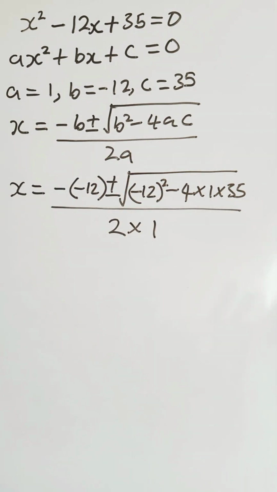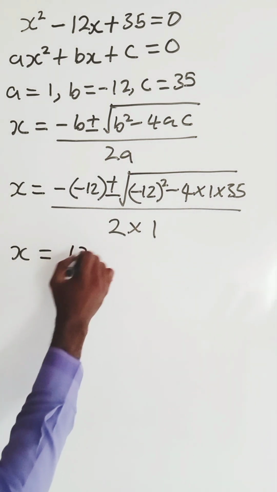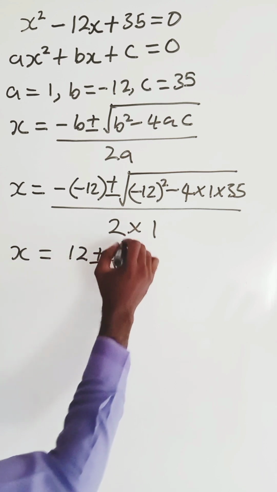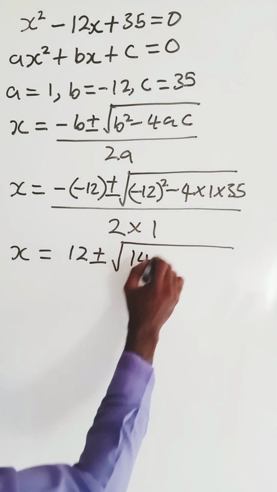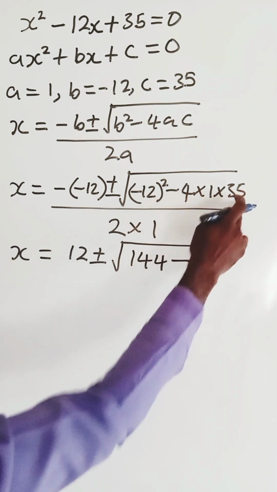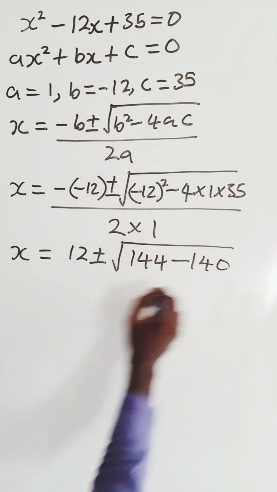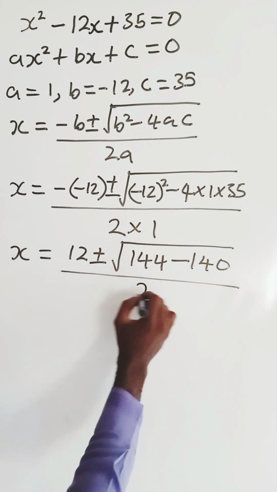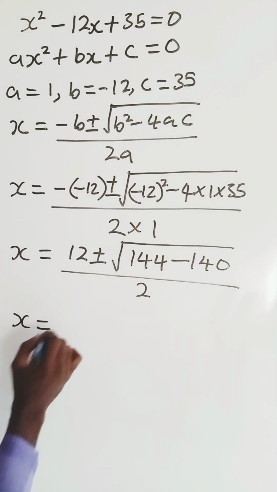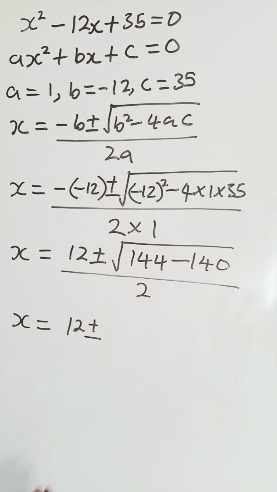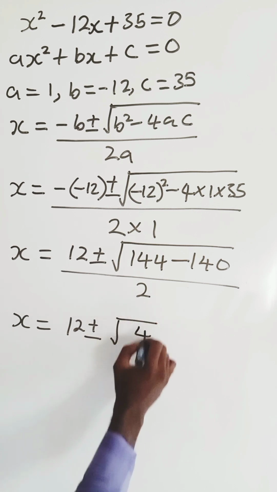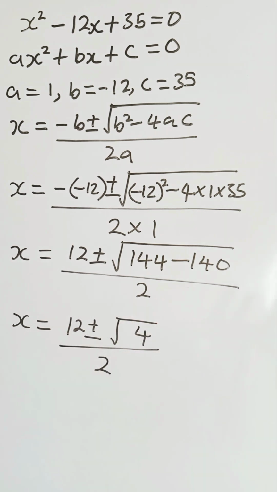The next thing, x will be equal to minus times minus is plus, so 12, plus or minus the square root of minus 12 squared, which is the same thing as 12 squared. It will give you 144. Minus 4 times 1 times 35 will give you 140. All over 2 times 1 will give you 2. x will now be equal to 12 plus or minus the square root of 144 minus 140, which is 4, all over 2.